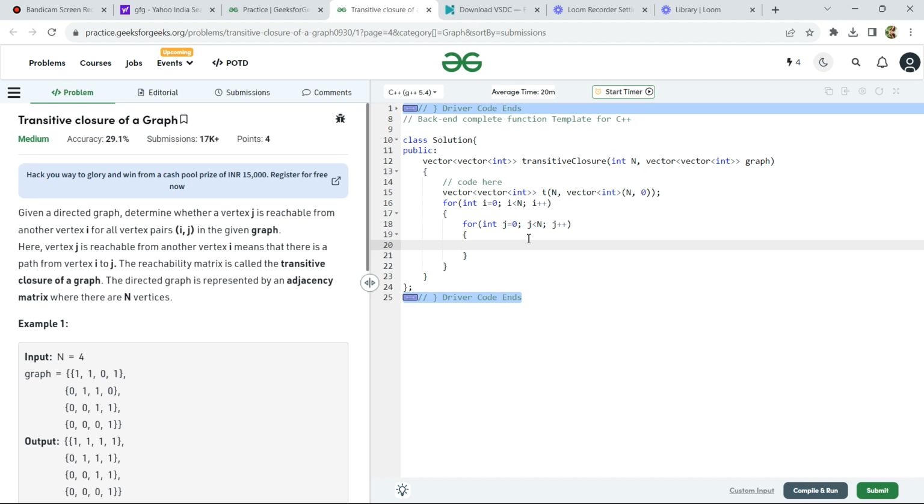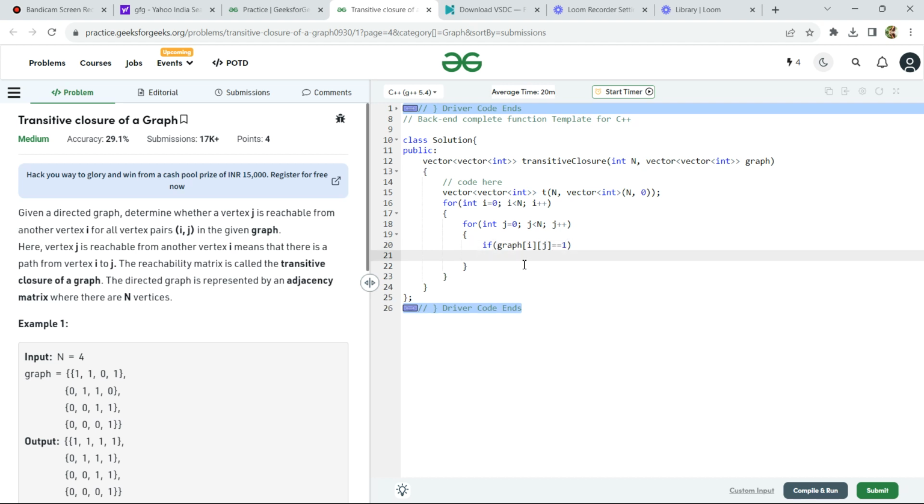So therefore, there exists a path from vertex i to vertex j. So according to this condition, we will modify our matrix T. If there is an edge from vertex i to vertex j, then we can say that there exists a path from vertex i to vertex j. It's an obvious thing. So therefore, we have set T[i][j] to 1.